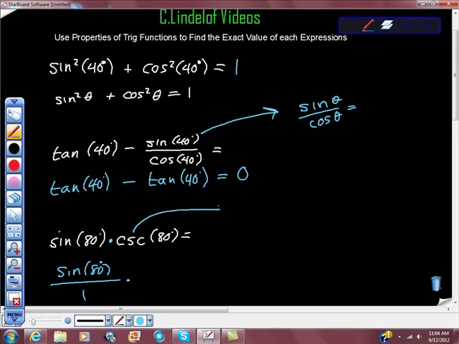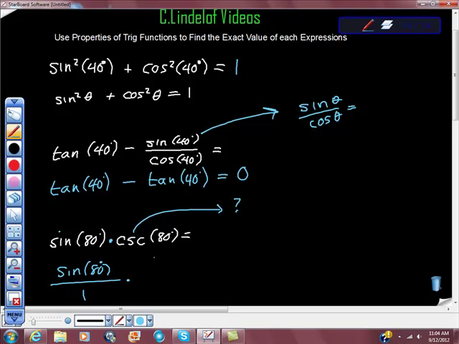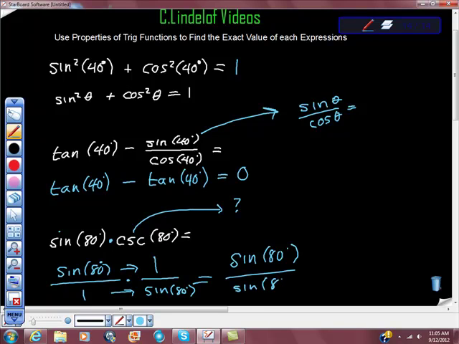Now I'm going to go look for an identity. What can I get for cosecant 80 degrees? So I go back to my identities. Cosecant is, check this out, 1 over sine. I'm going to take this identity because cosecant theta is 1 over sine of theta. So I'm going to go forward and look at that again and say this is the same as 1 over sine theta. So sine of 80 degrees, I'm going to multiply straight across, and we're going to get sine 80 degrees over sine of 80 degrees is equal to 1. So that's how I did that.